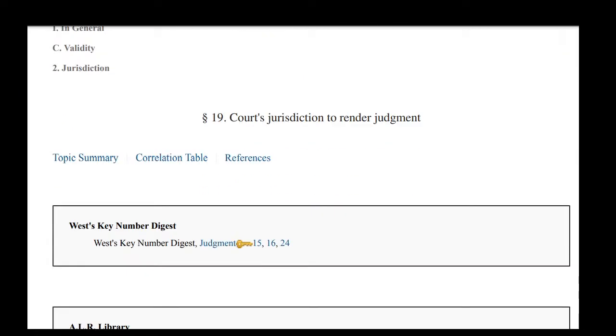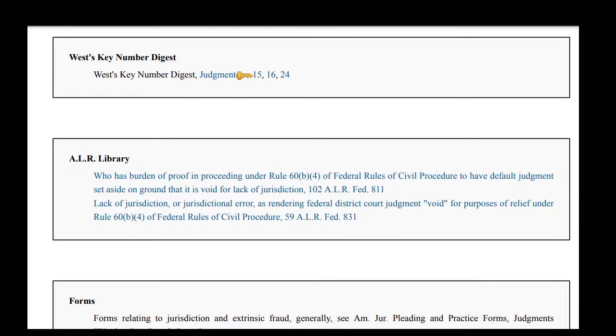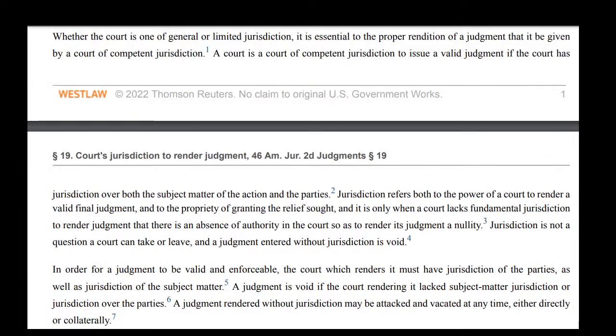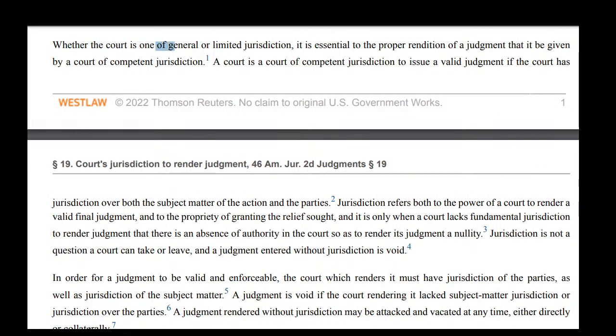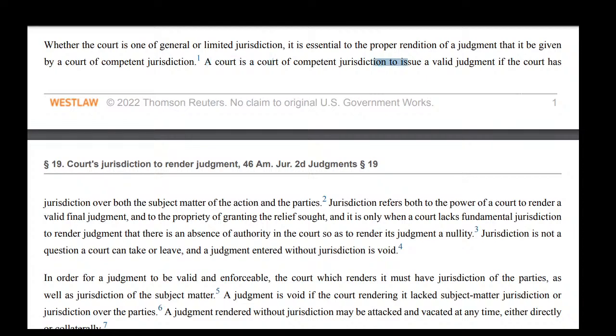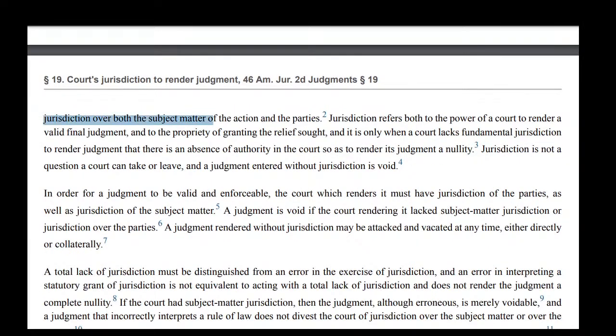Now we're on to section 19, the court's jurisdiction to render judgment. All right, so whether a court is one of general or limited jurisdiction, it is essential to the proper rendition of a judgment that it be given by a court of competent jurisdiction. A court is a court of competent jurisdiction to issue a valid judgment if the court has jurisdiction over both the subject matter of the action and the parties.